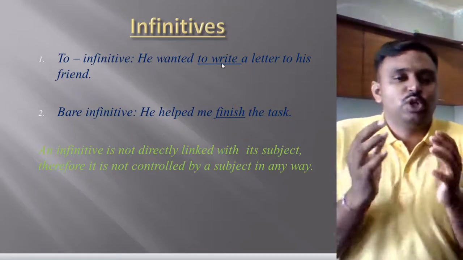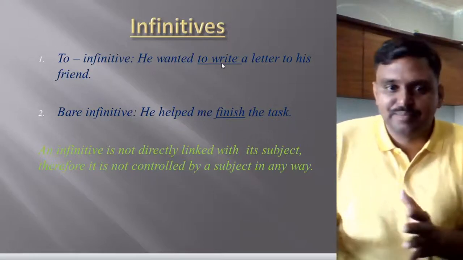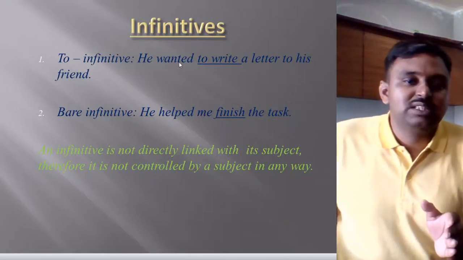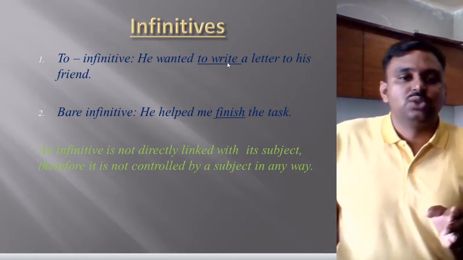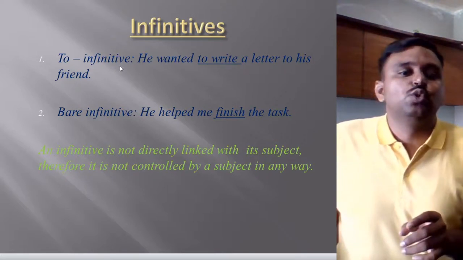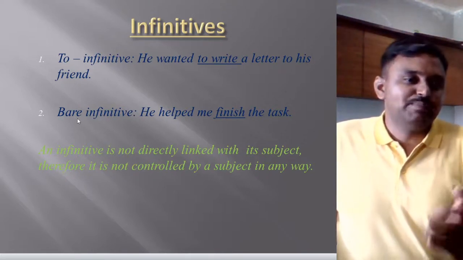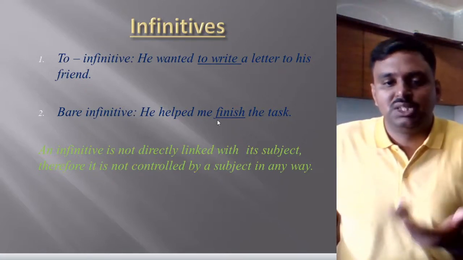So what we learn here is that the verb "to write" is never changing. The main verb will change, the subject will change, but the infinitive will not change. So this form, "to" plus V1, is called a "to" infinitive. And the other part we have is the bare infinitive. Bare infinitive means you are adding it without "to".